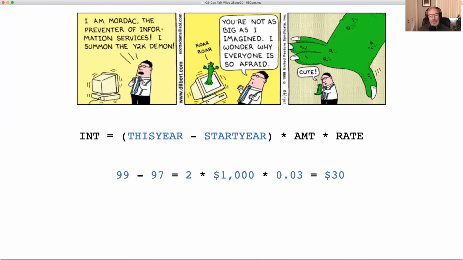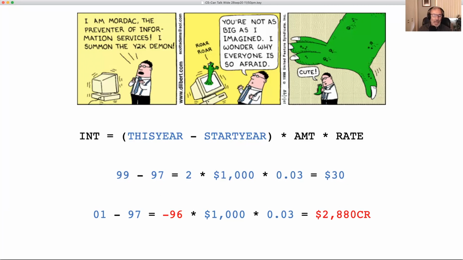To come up with interest, you take the principal, multiply it by the rate and over time, and come up with an interest charge, in this case of $30. The year 2000 problem, of course, is about what goes wrong when you suddenly are in 2000 or 2001. So 2001 in a 2-digit year is 01. And if we subtract 97 from that, we get minus 96. We do the computation, and it ends up that the bank owes you $2,880 rather than you owing them $30.